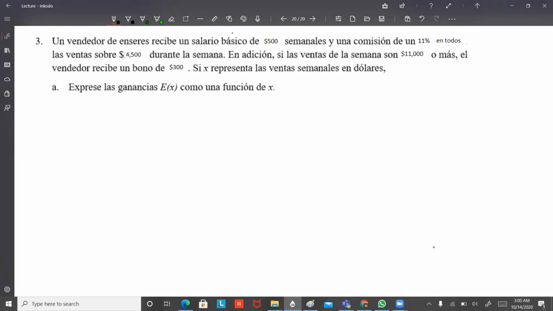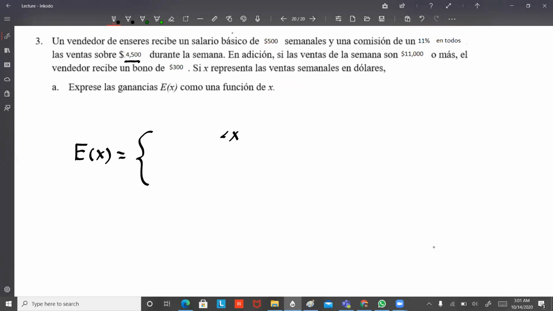So what we need to do is find the equation for this function e of x. Because of the way the problem is phrased, we know that it's broken up into three distinct domains. So we're going to have our piecewise function, where the first domain is going to be all money made that's less than $4,500. In fact, up to $4,500.